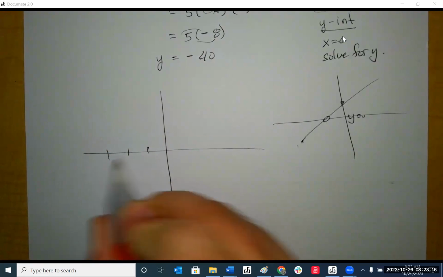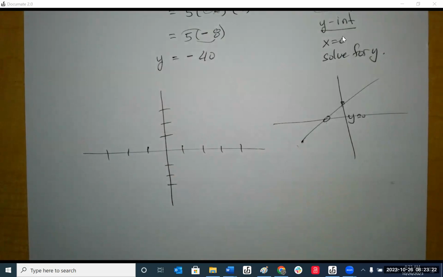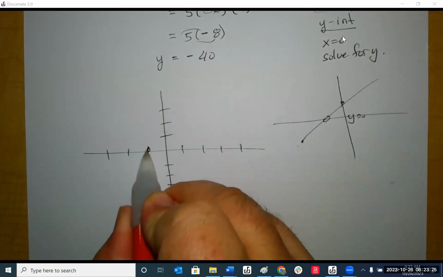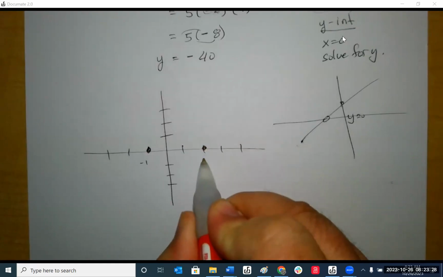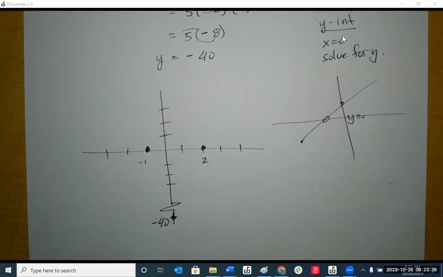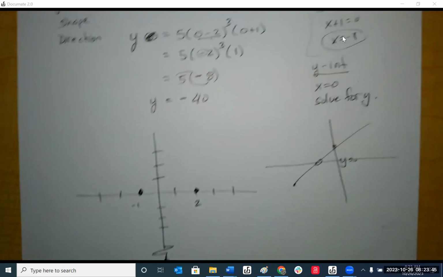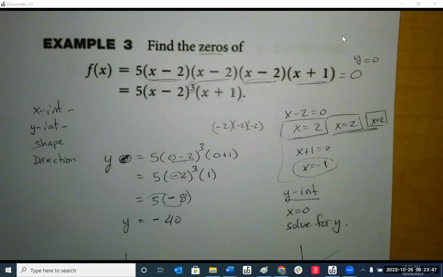Okay, so let's look at what our graph looks like so far. Our x-intercepts are at negative 1 and at 2. And we have a y-intercept at negative 40. So what's the graph going to look like? What's the degree of the equation?